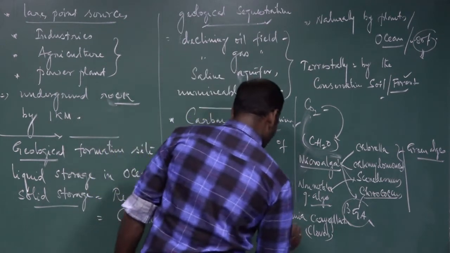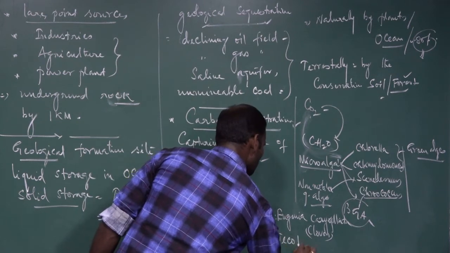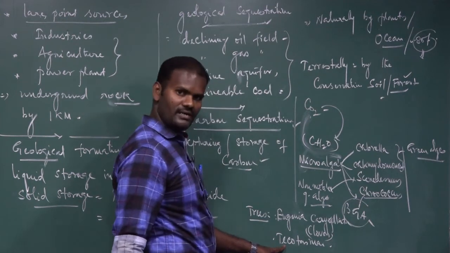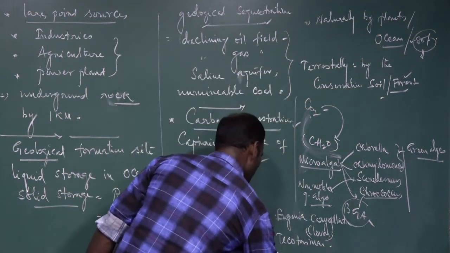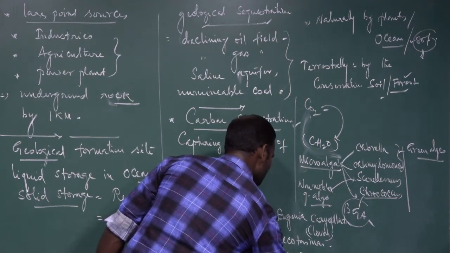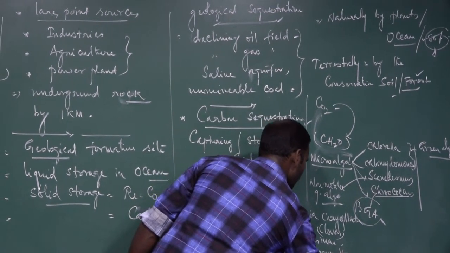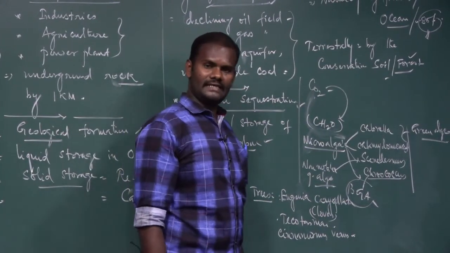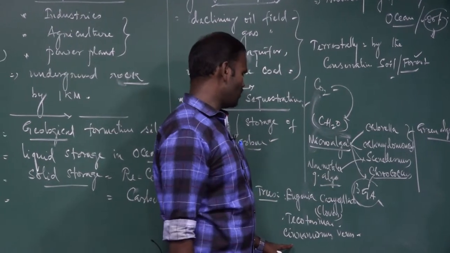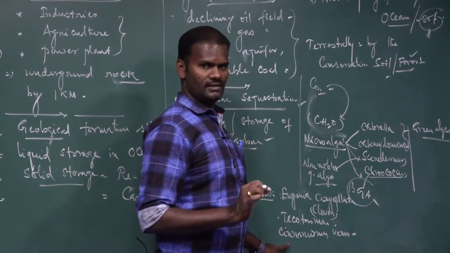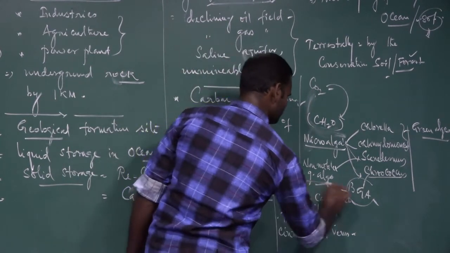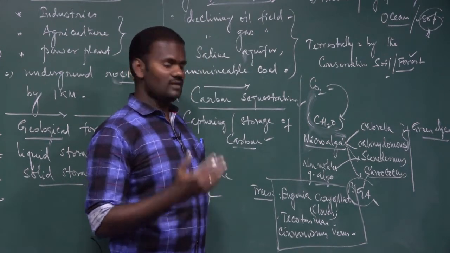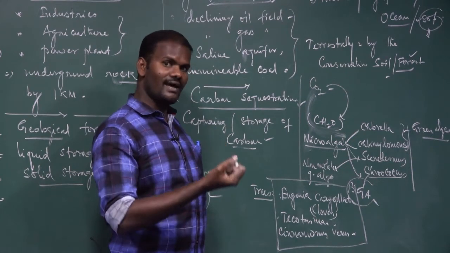And also Tecoma stans. It is another tree, commonly called the yellow trumpet. Another one is Cinnamomum verum, the binomial name of Lavangapattai. It is the true cinnamon tree. So these are the trees that have the capacity to mitigate global warming, to capture carbon dioxide and store it.